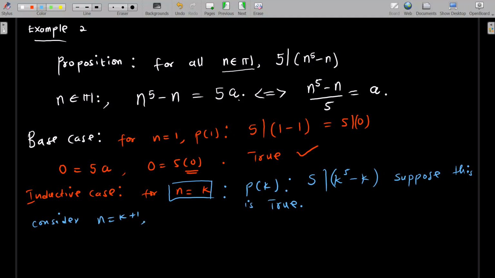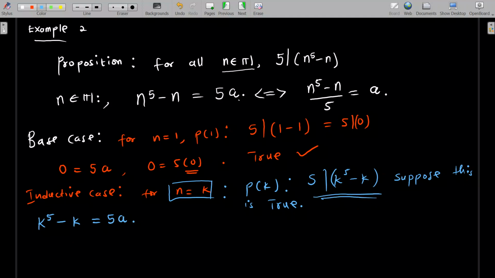When n is equal to k plus 1, what happens? Before I start with this, we can try to look at something. Before anything, let's look at how this simplified should be. I think that's going to help us. We know that 5 divides k to the 5th power minus k is the same as saying that k to the 5th power minus k is equal to 5 times some constant a. That is the definition of this.